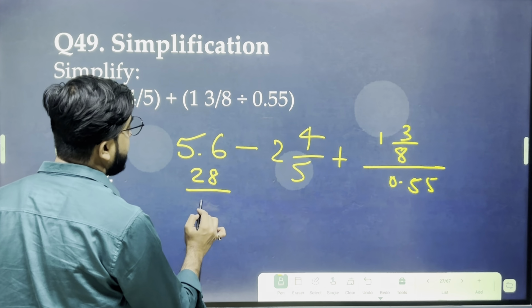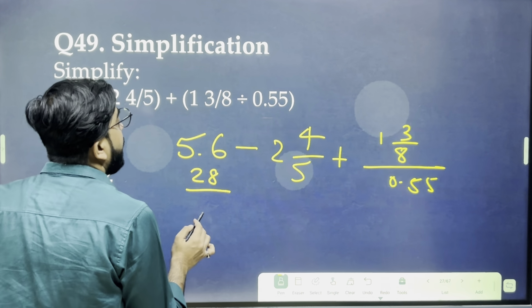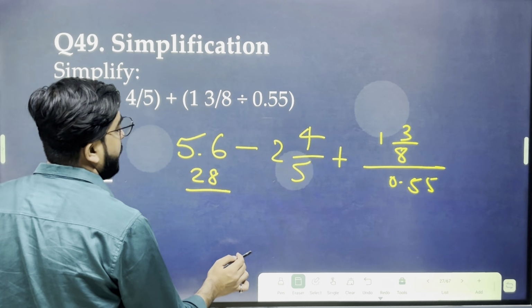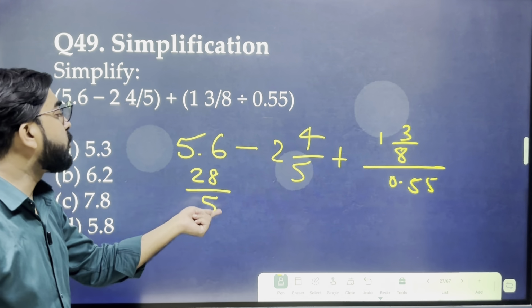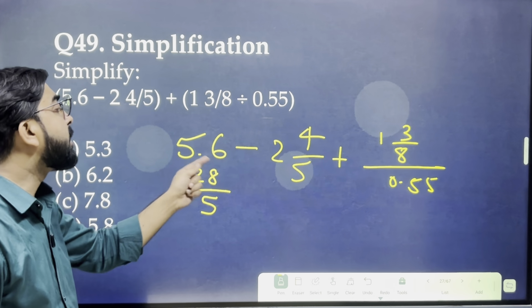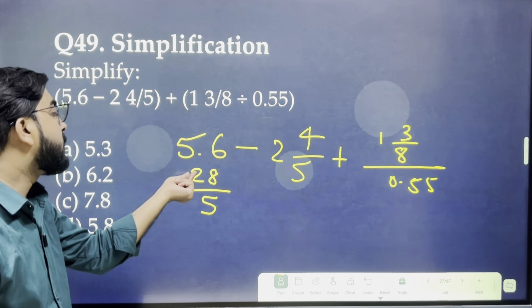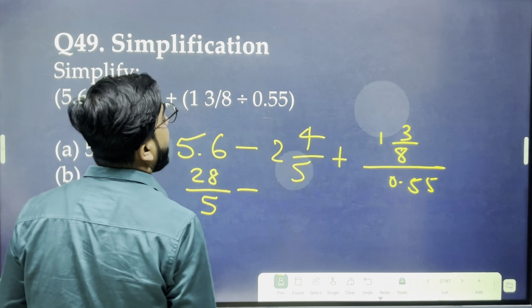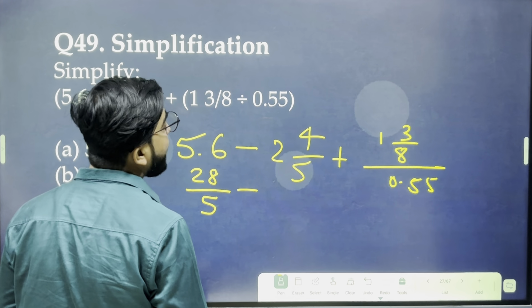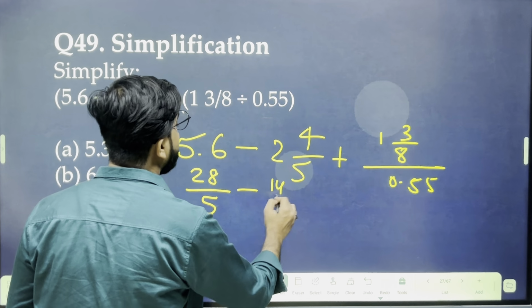28 by 5. 28 by 5. How? Because this becomes into 2 into 2, 10, 28 into 2, 56. So that becomes 5.6. So 28 upon 5 minus 5 2s are 10 plus 4, 14 upon 5.